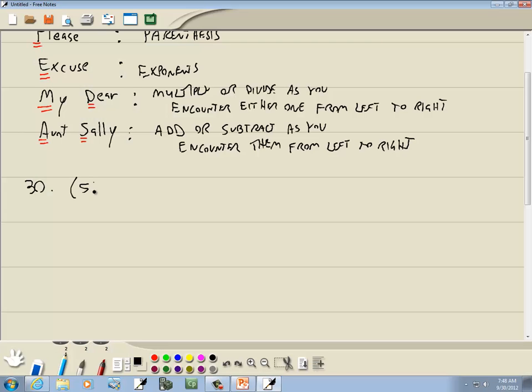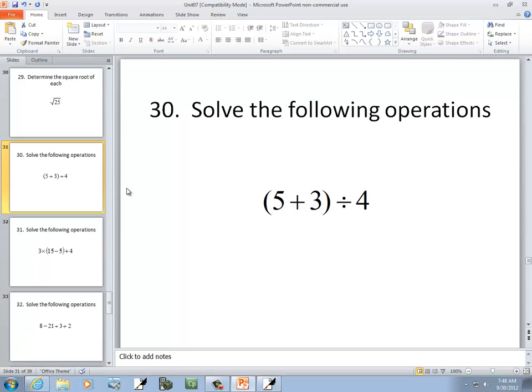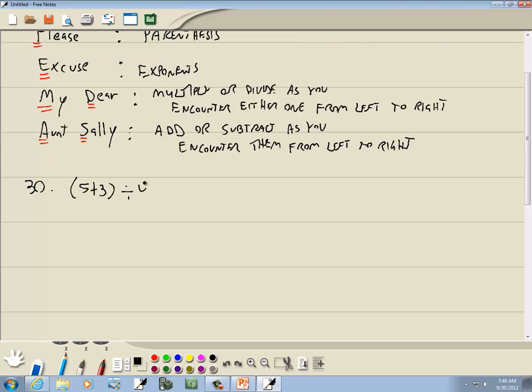So we got 5 plus 3 in parentheses, divided by 4. Please excuse my dear Aunt Sally. Please says do what's inside the parentheses. Well, what's inside the parentheses here is 5 plus 3. So that gives us 8. Now in this case I can actually drop those parentheses because they're not doing anything anymore. Please excuse, there's no more parentheses, there's no exponents. My dear, there is division. 8 divided by 4 gives us 2. And that's our answer.